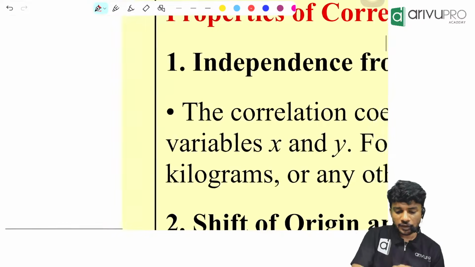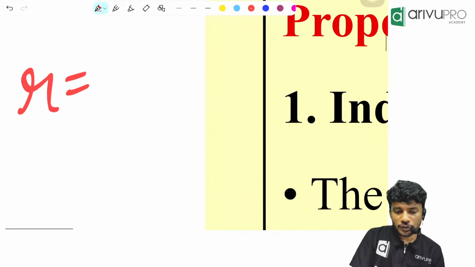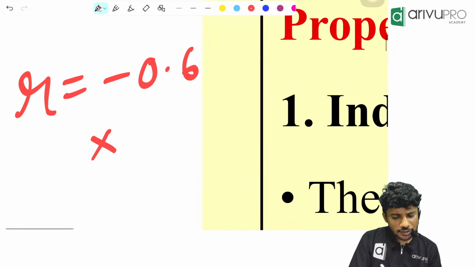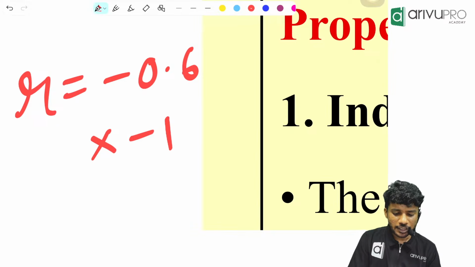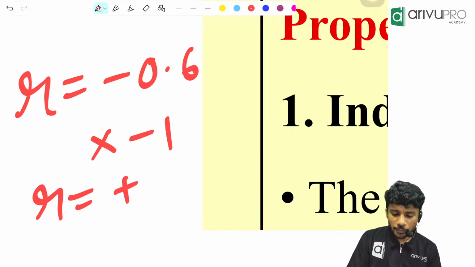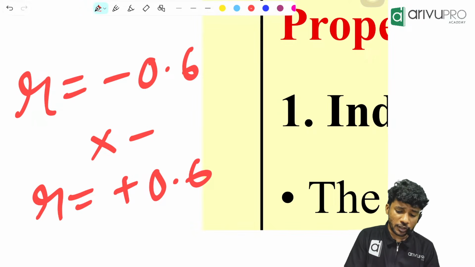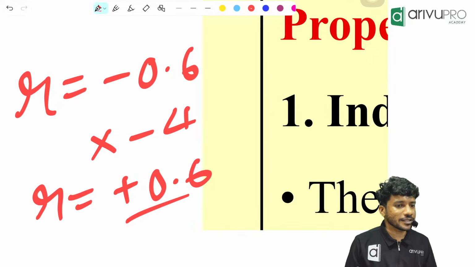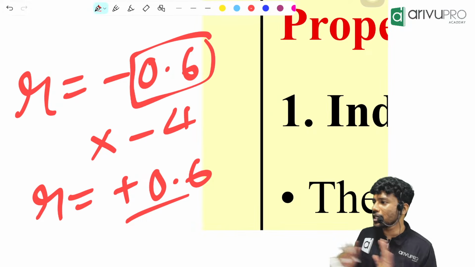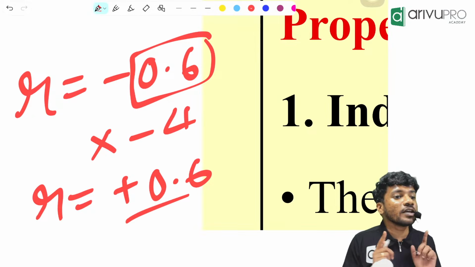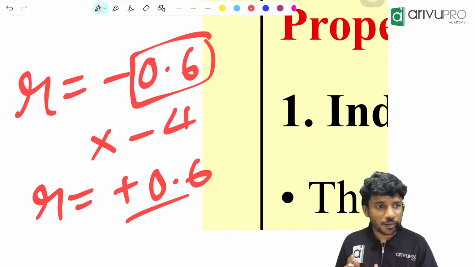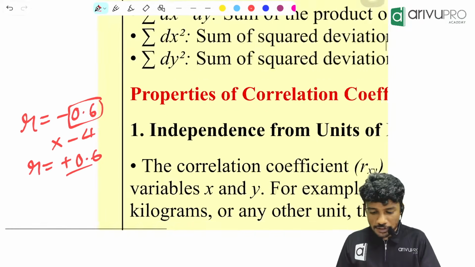Now for Abdul, I will just put a number. R is equal to minus 0.6. I am multiplying each observation with a negative number. Then my new R will become what, people? Plus 0.6. Then, sir, instead of 1 you put some other number, minus 4 you put. Then also answer will be what, people? Plus 0.6. Our magnitude will not change. That will be same itself. Only what can change? Sign can change. Understood, people? Perfect.